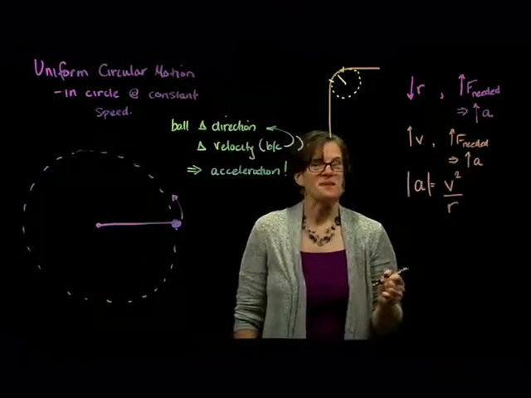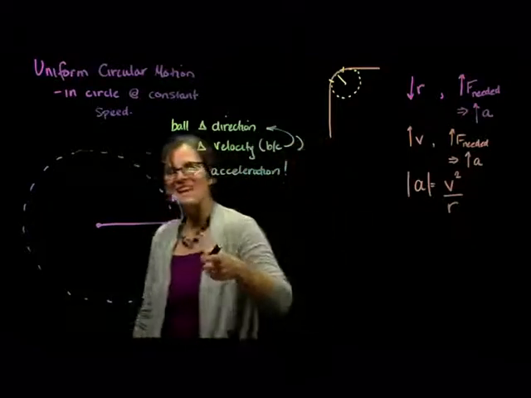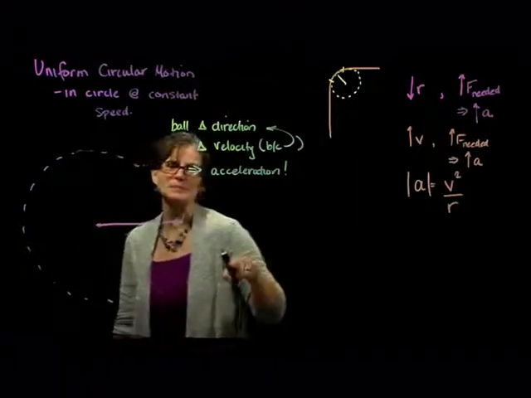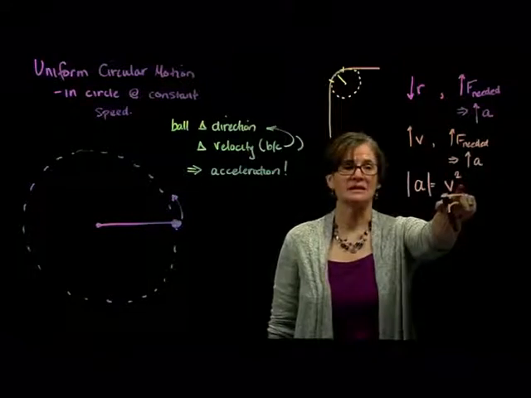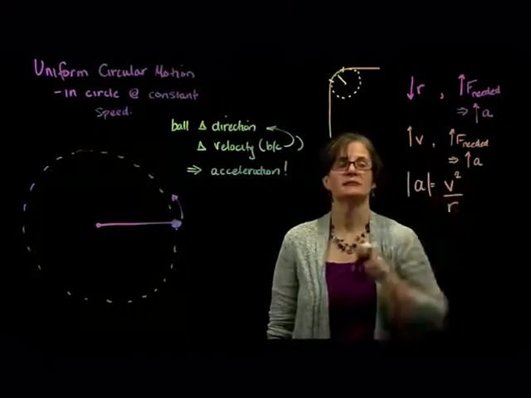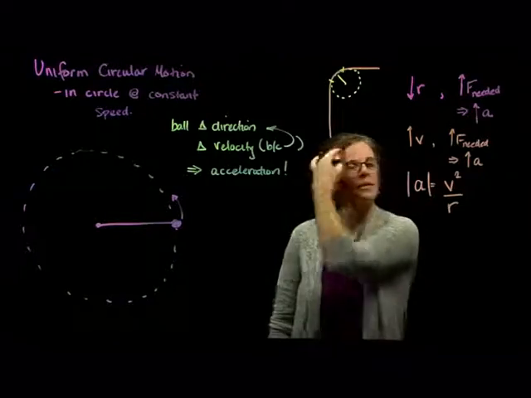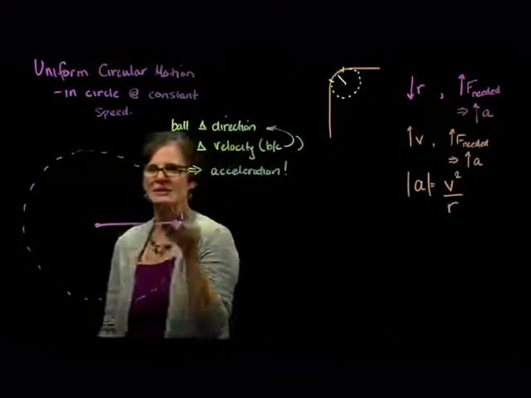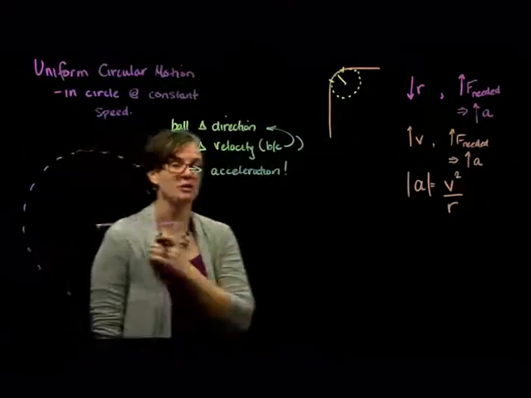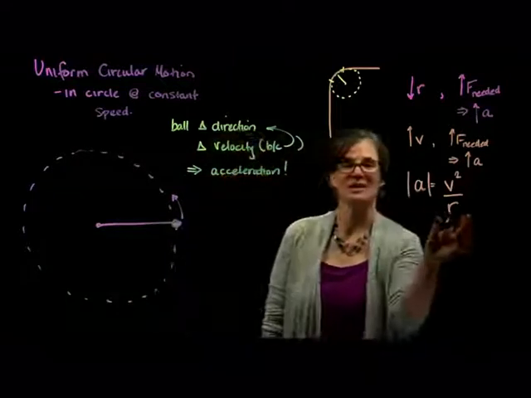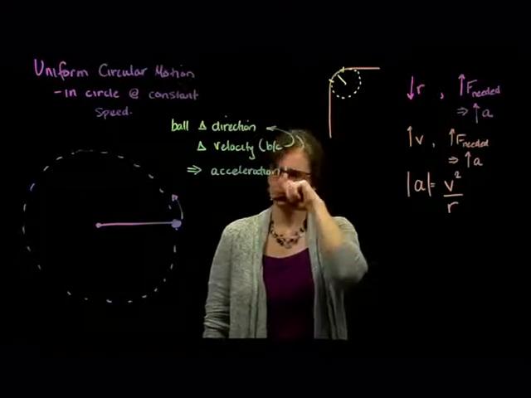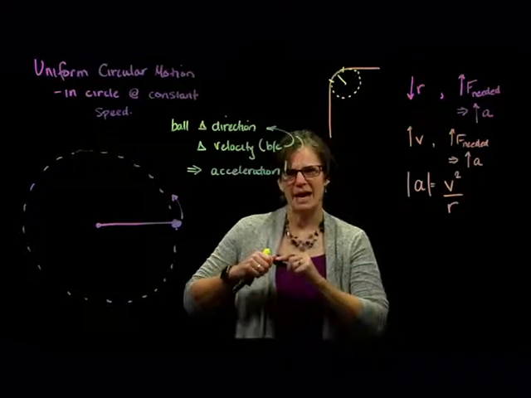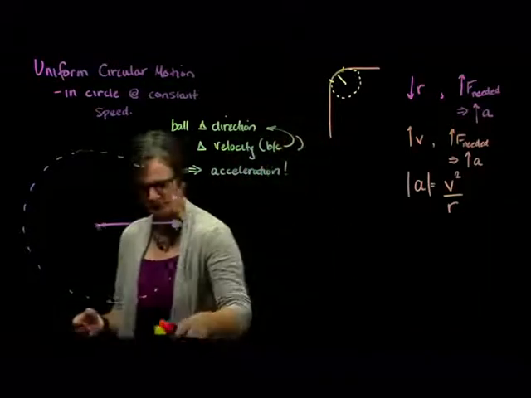All right, so the acceleration to get this object moving in a circle, to change its direction, is related to the speed squared and the radius. Now, what about the direction of that acceleration? Remember, acceleration has direction. This is just the magnitude. It's just the value, the amount. What about the direction? Well, let's look at this direction for just a moment.